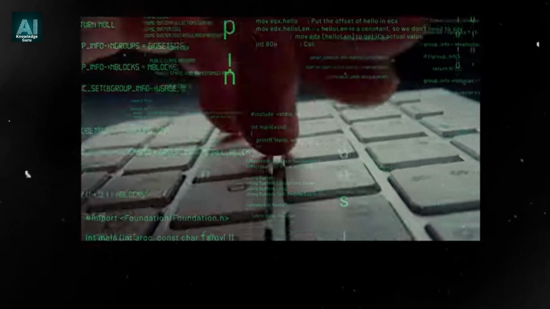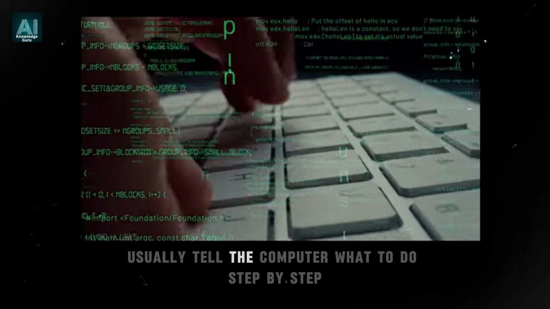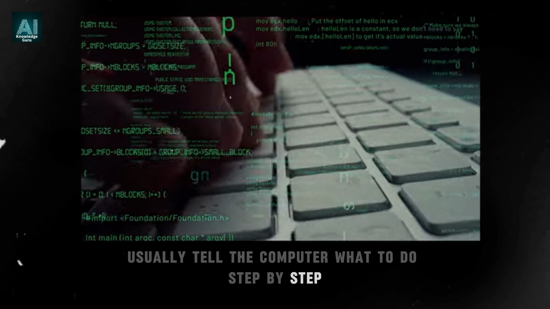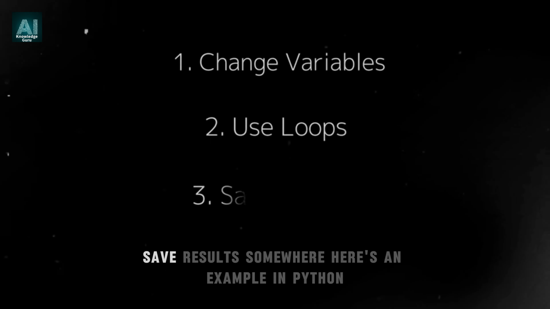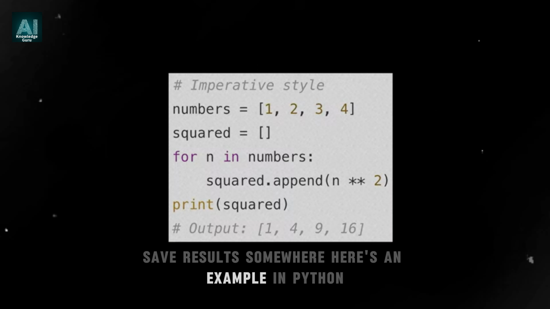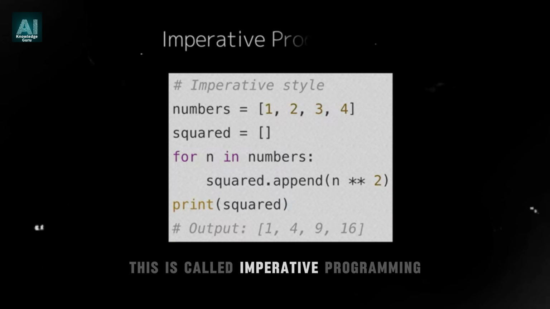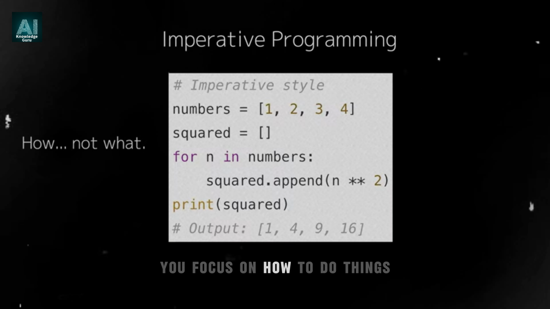Imagine how you normally program. When you write a program, you usually tell the computer what to do step by step. Change variables, use loops to repeat actions, save results somewhere. Here's an example in Python. This is called imperative programming. You focus on how to do things.